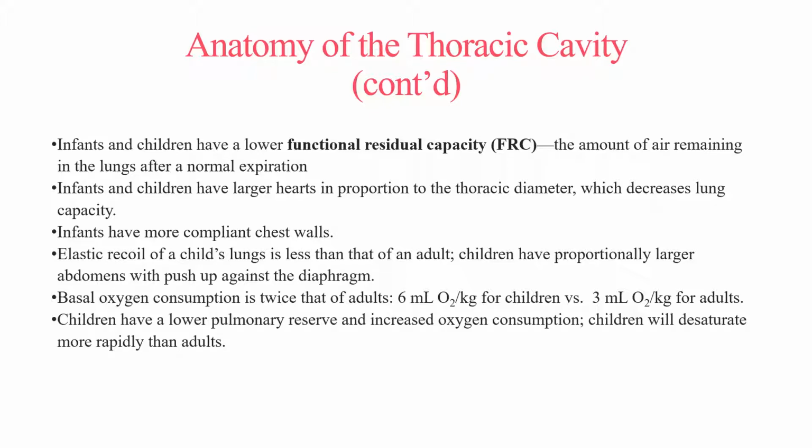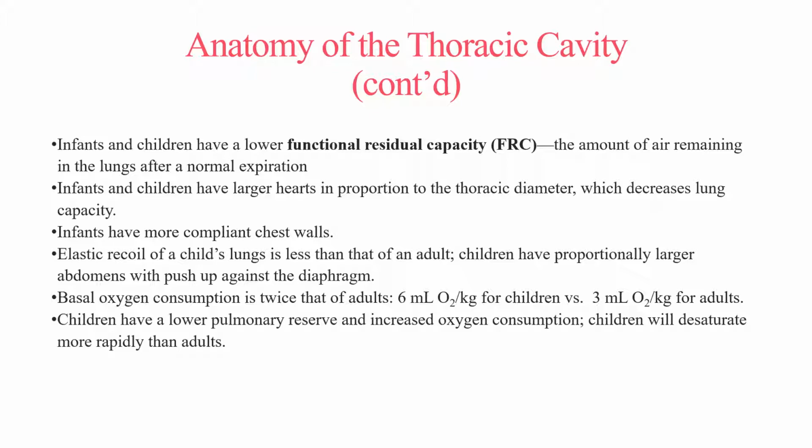Infants and children have larger hearts in proportion to the thoracic diameter, which decreases their lung capacity. And then infants have more compliant chest walls because their ribs are more cartilage at the point of birth and their first years of life. Elastic recoil of a child's lungs is less than half of an adult. Children have proportionally larger abdomens, which push up against the diaphragm.